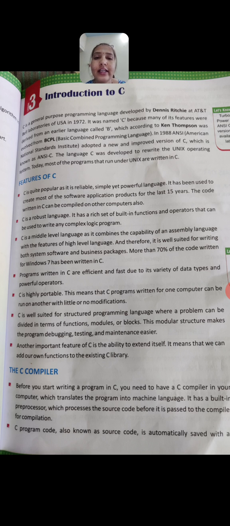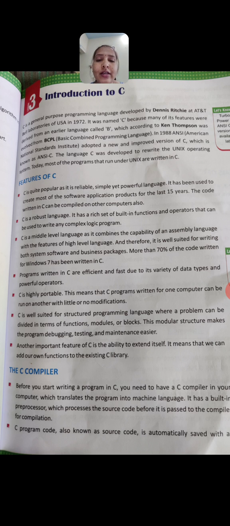Then another feature is that it is highly portable. That means, for example, consider we have written a program using the C language. If you want to modify anything in the program, we can modify it very easily. That makes it a very portable language. Okay, then next feature is that it is well suited for programming where a problem can be divided into functions, modules or blocks. In those cases, we use the C programming language.